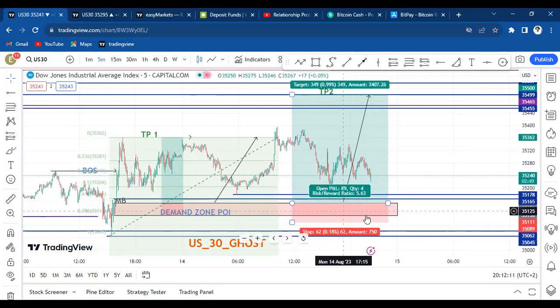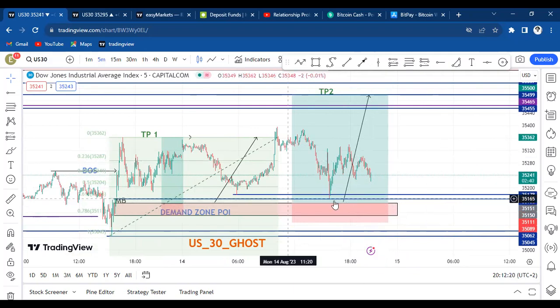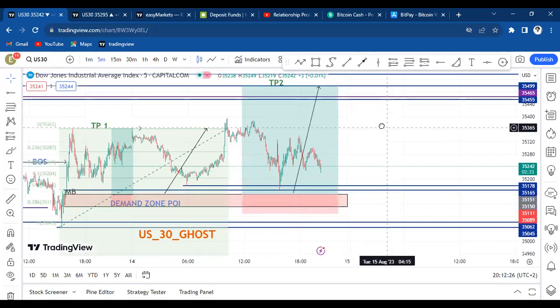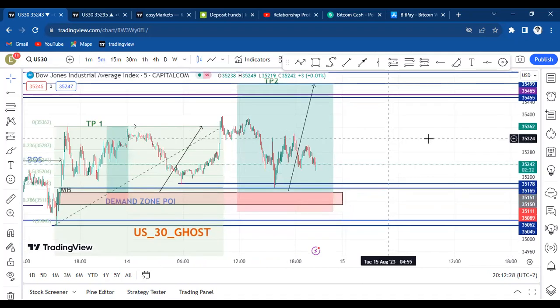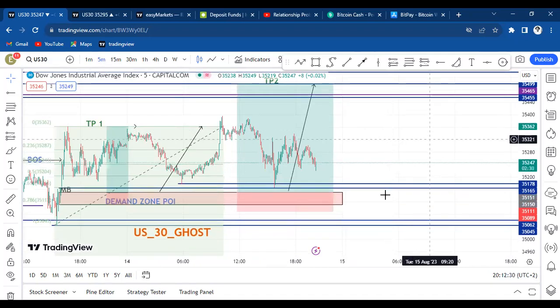you wait here, because the market is going to use this as liquidity. It's going to use this as liquidity before it goes to the upside. Are we together? Okay.